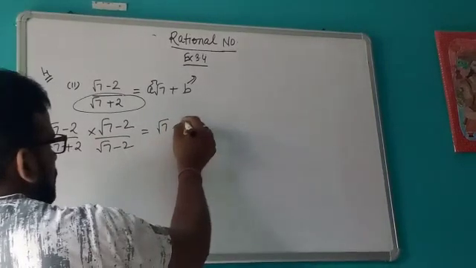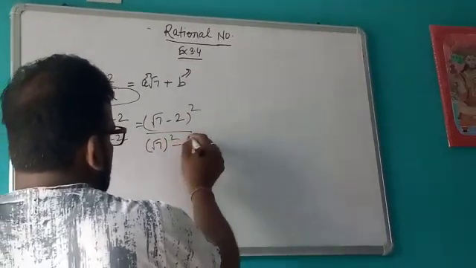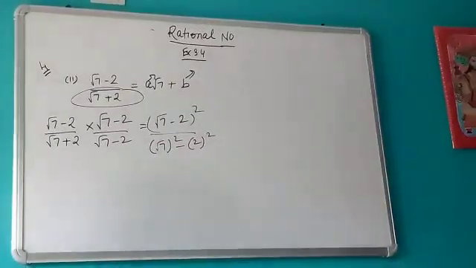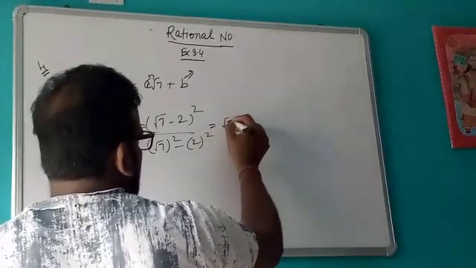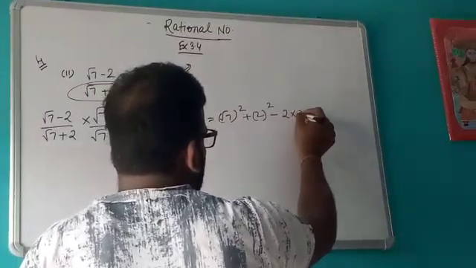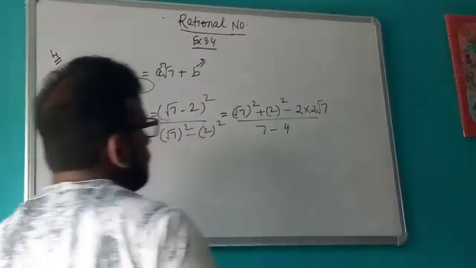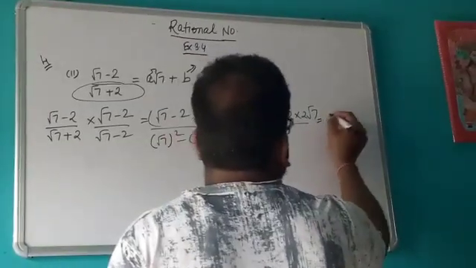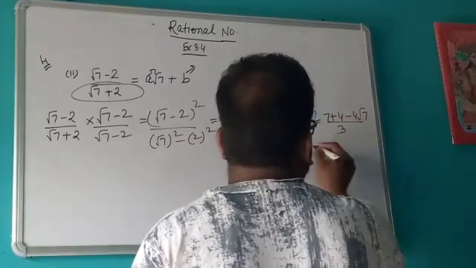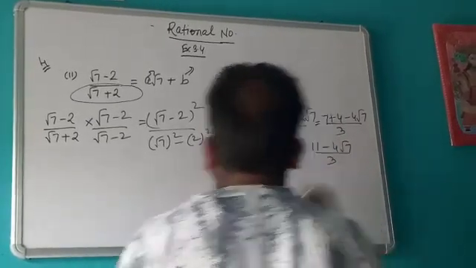Now it becomes (root 7 minus 2) whole square upon a square minus b square, that is root 7 square minus 2 square. Then again we will use (a minus b) whole square, a square plus b square minus 2 into ab, upon 7 minus 4. So what will you get finally? 7 plus 4 minus 4 root 7 upon 3. So it is 11 minus 4 root 7 upon 3.